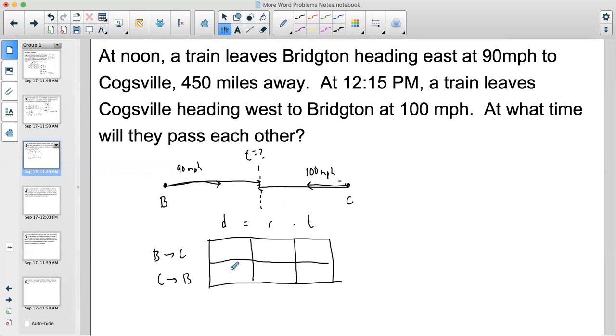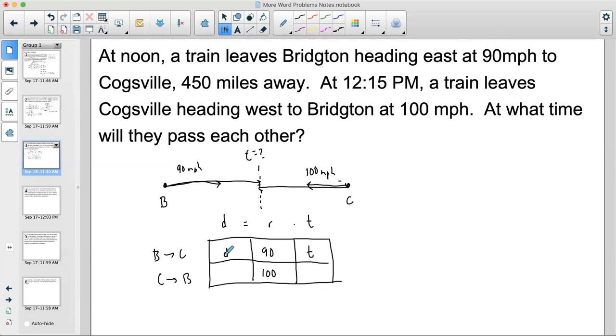Pretty standard for the Bridgeton to Cogsville train. I don't know the distance yet. I do know the rate. This one is going at 90 miles per hour, and I don't know the time. And I don't know the distance for this one. I do know the rate, it's 100, and I also don't know the time. So when I don't know either of these things, I'm probably going to make one of them D and one of them T, and then figure out the other ones based on that. So I'm going to make this one D and this one T, and then see if I can figure out what to do with the other two.